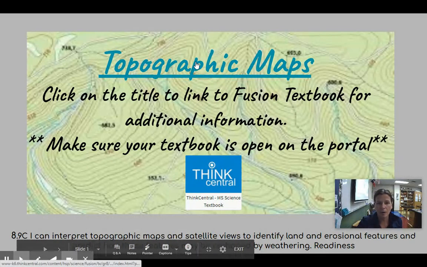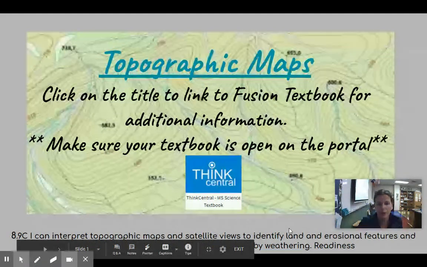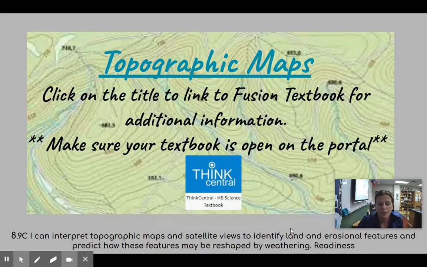So before we go into our online textbook, let's review our I can statement. Today I can interpret topographic maps and satellite views to identify land and erosional features and predict how these features may be reshaped by weathering.